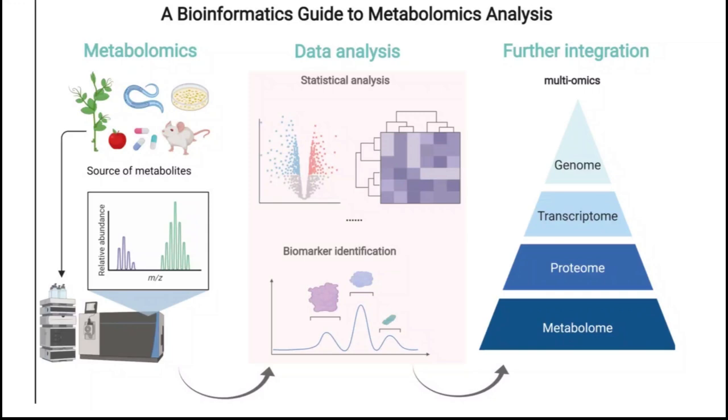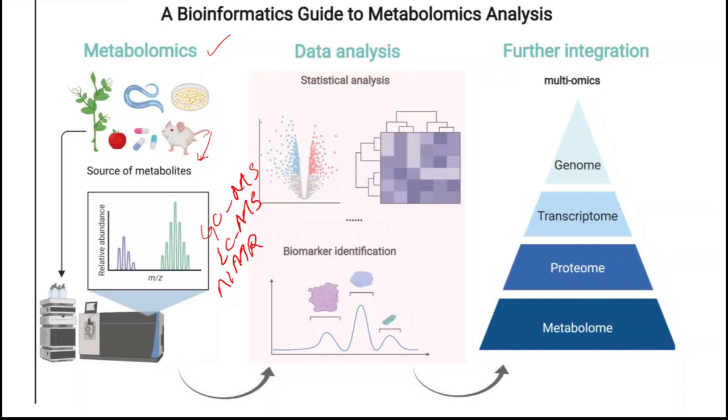So as we know, in metabolomics, first of all, we take the metabolites from our sources. It can be our plant samples or animal samples, and as we know, we usually use GCMS and sometimes LCMS, and similarly NMR is also utilized to get different metabolites.